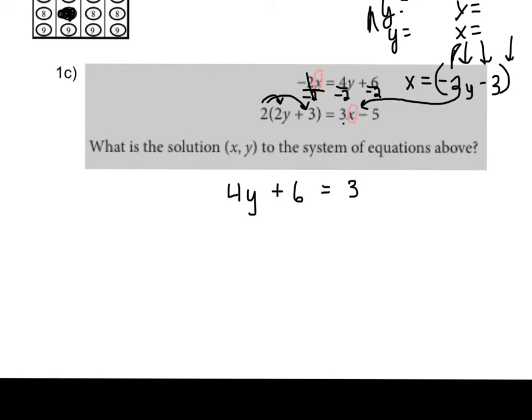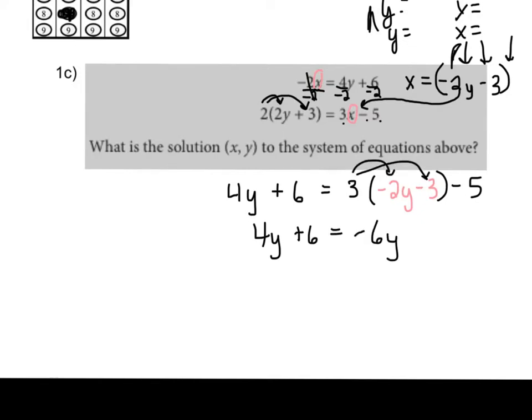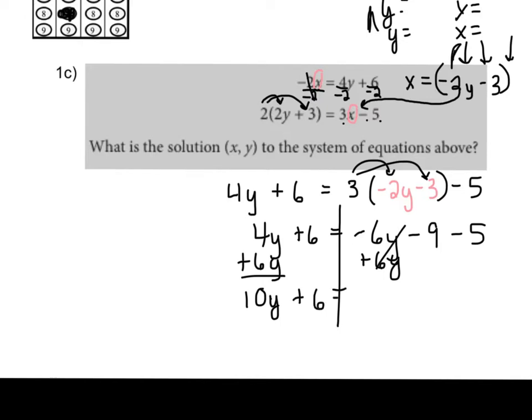Next, I'll copy the 3. And for the x, I'm going to put everything that's inside my parentheses, the negative 2y minus 3. Then I'll copy the minus 5. So nothing changes on this side yet because we need to distribute over here. So that'll be negative 6y minus 9 minus 5. I'm going to add 6y to both sides. So I get 10y plus 6 equals negative 9 minus 5 is negative 14.